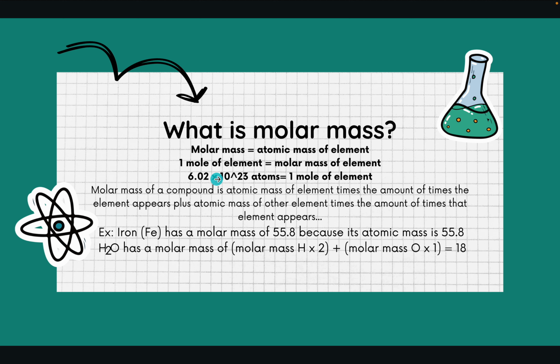And 6.02 times 10 to the 23rd atoms is 1 mole of an element. So basically, in 1.008 grams of hydrogen, there are 6.02 times 10 to the 23rd atoms. And if you want to find it in a compound, for example, H2O, there are 2 hydrogens. So you would find the molar mass of 1 hydrogen, multiply it by 2, then add it to the 1 oxygen's molar mass, which is equivalent to 18.